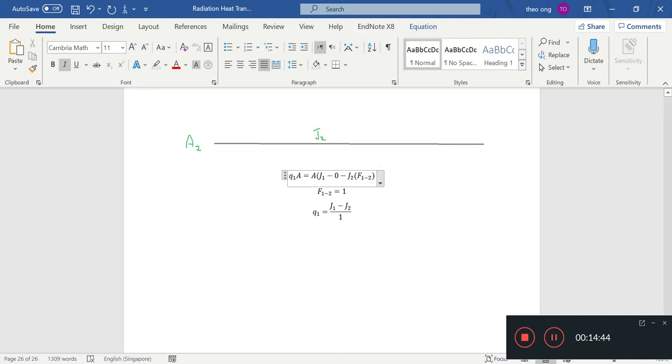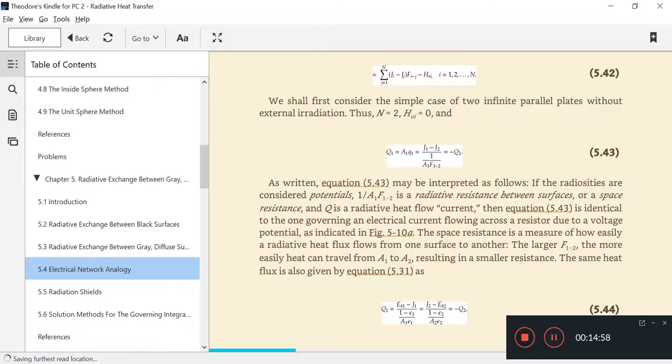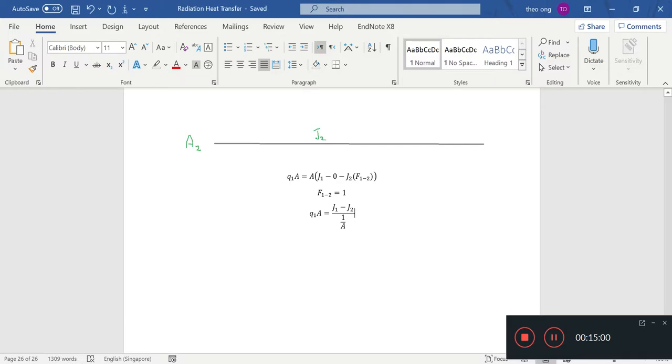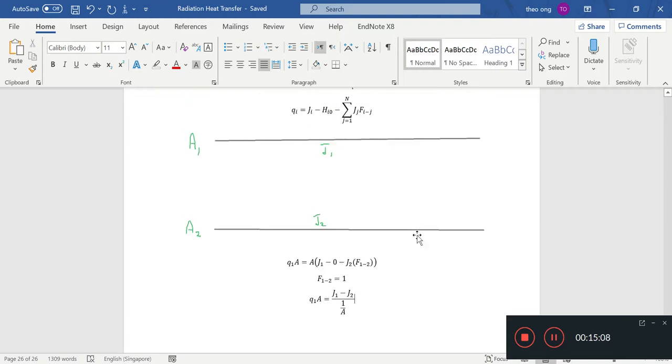So what we have is a heat flow per unit area, so it's like a current per unit area kind of a thing. So this becomes the resistance, which is 1 over A, or in this case, yeah, the view factor will come into play as well.